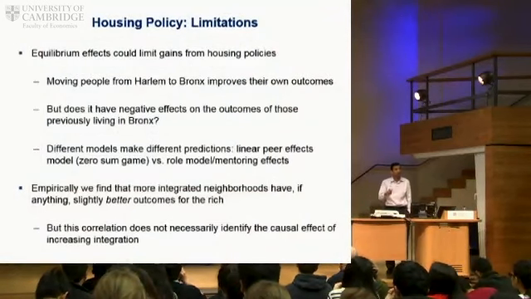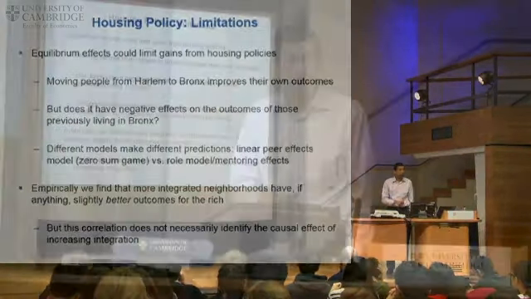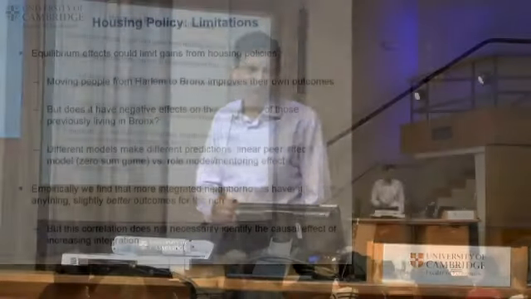So what we've seen in the Moving to Opportunity experiment concretely is that moving people from Harlem to the Bronx improves their own outcomes. But what we don't know is whether that move might have negative effects on the outcomes of those previously living in the Bronx, right? So when you're bringing in new people, we think maybe they're benefiting from being around these other folks who were doing better. But does that actually harm the people who were already there, who are now exposed to a different group of people who were not previously doing as well?